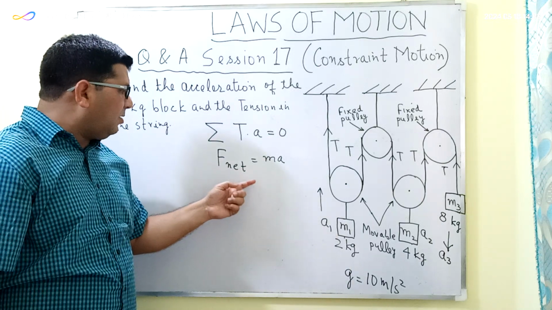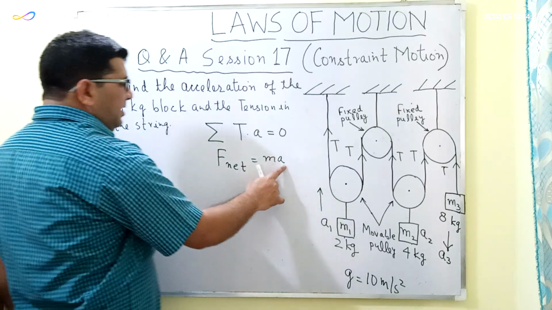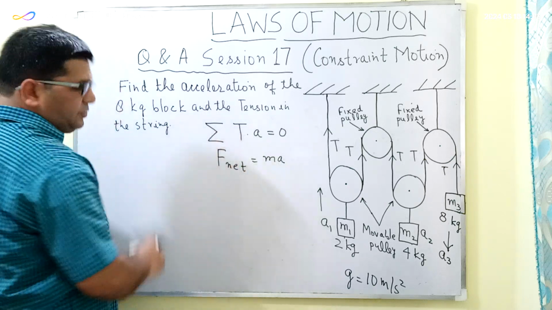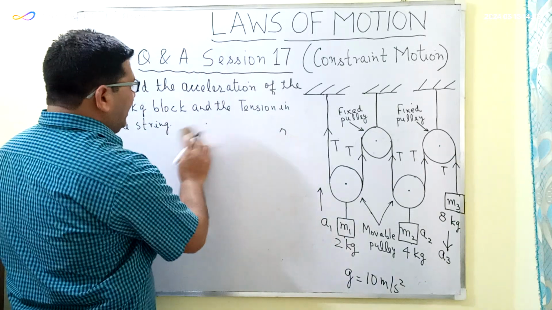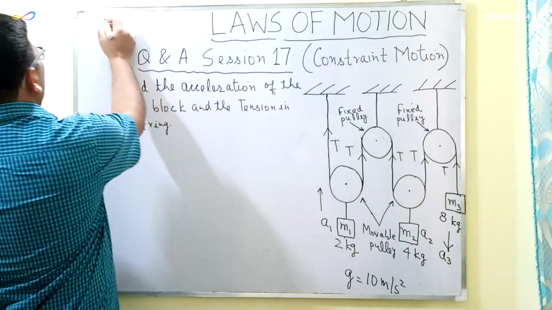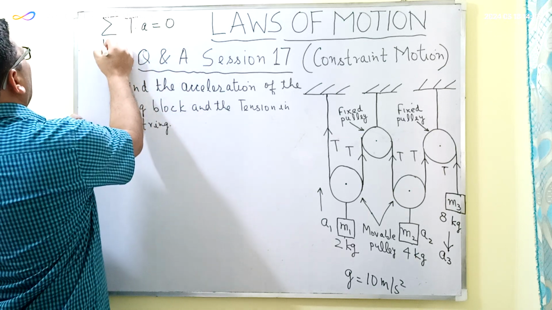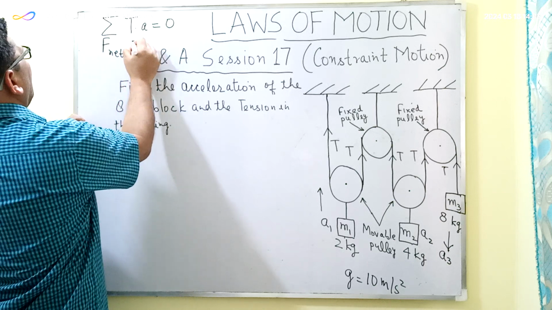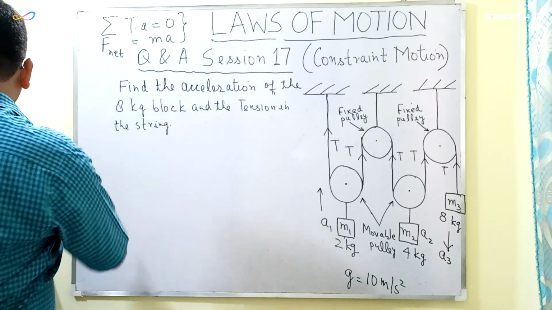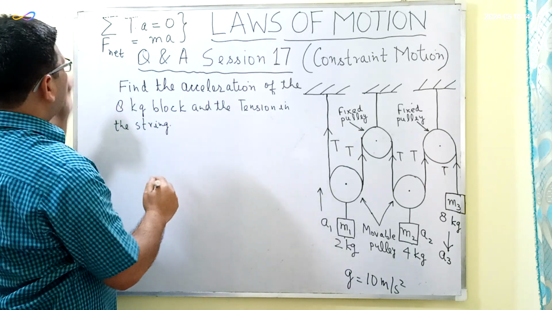And the net force acting on each block is equal to m into a, where a is the acceleration of that block and m is the mass of that block. So I will be using these two equations in order to find the tension in the string and the acceleration of the 8 kg block. So let us use the first equation.